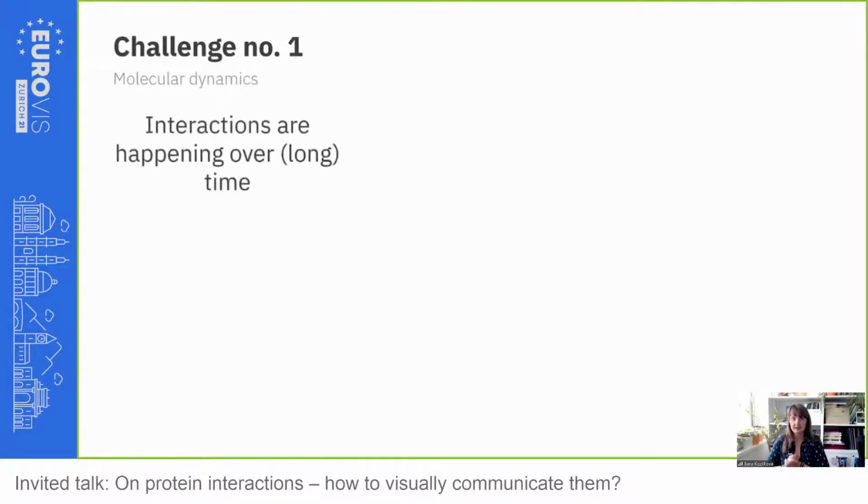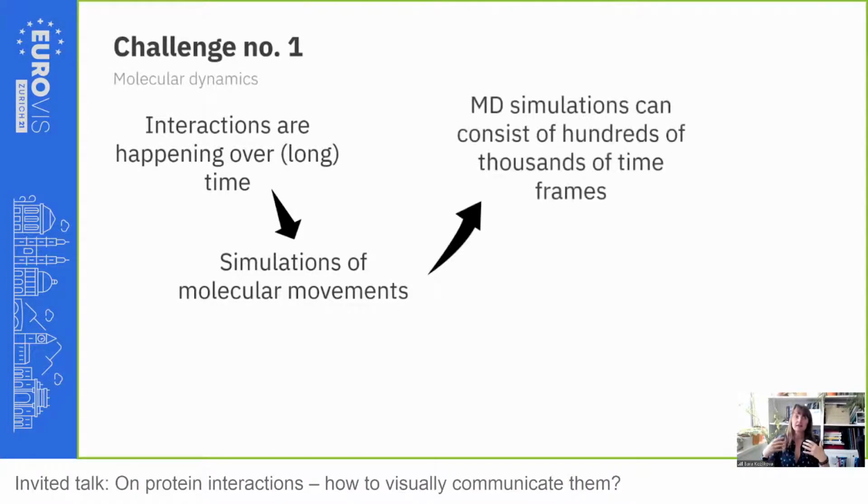Basically the idea here is that the interactions between molecules are happening over quite a long time often. In consequence, it leads to capturing simulations of these molecular movements, which can consist at the end of hundreds of thousands or even millions of time frames, which is quite complicated and cumbersome to analyze.